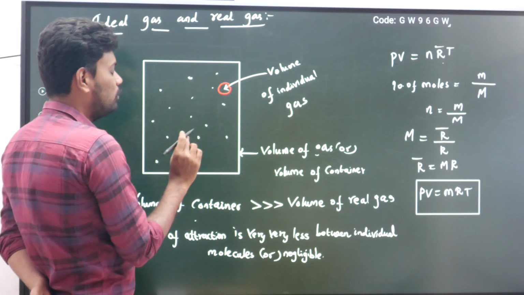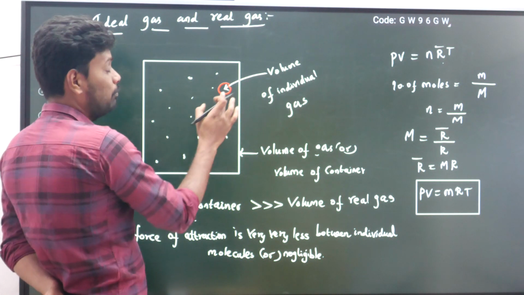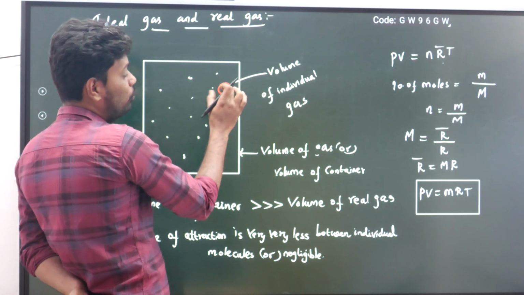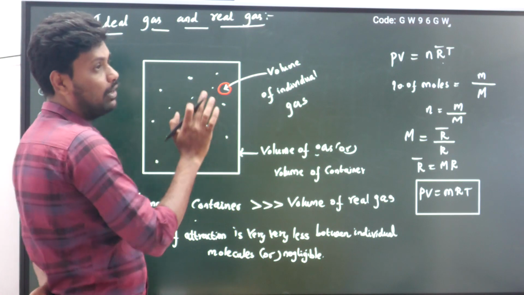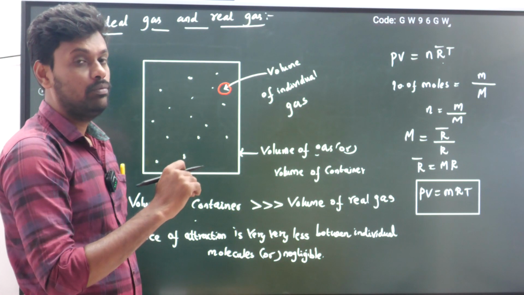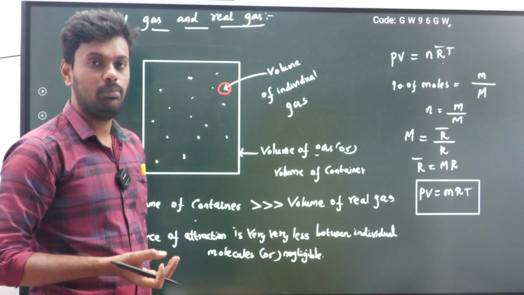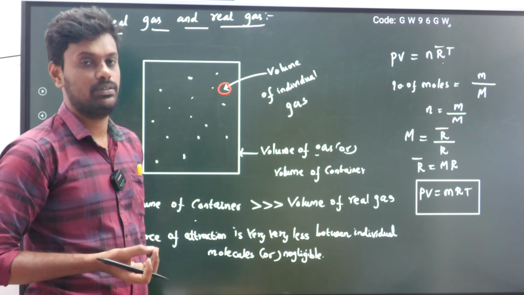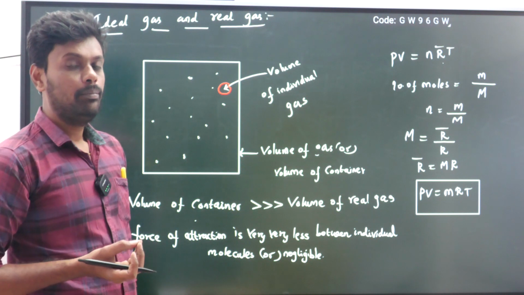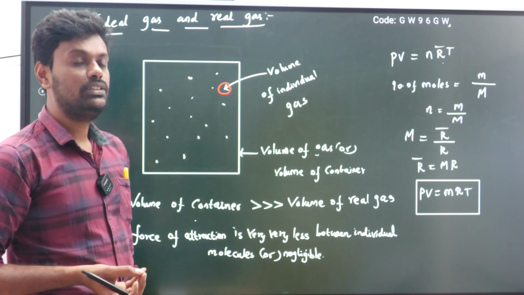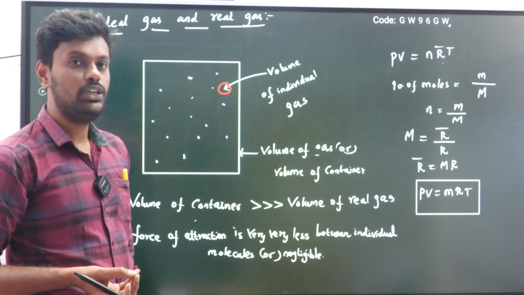To compare, I want to compare the volume of an individual molecule with the volume of the total container. So which one will be higher? The volume of the container is much higher than the volume of the individual molecule in the gas. So if I compare, then I can easily neglect the volume of the individual gas molecules.